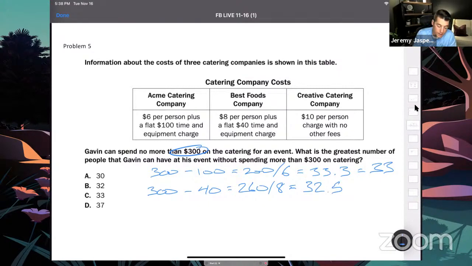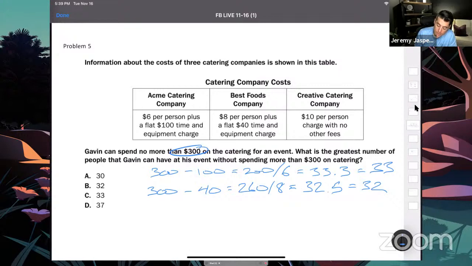32.5. Again, if I'm dealing with a fraction of a person, what is this going to be? This is 0.5. This one messes with your head because anything that's 0.5 and above, you're supposed to round up, right? So if I rounded this up to 33, that would be wrong because I really could not afford 33 people with this company. So again, rounding down, just like in the first one, we will be able to do 32. Since it's asking for the greatest number, I already know that this company is out, or at least this number is out because 32 is less than 33. So 33 is still my high number.